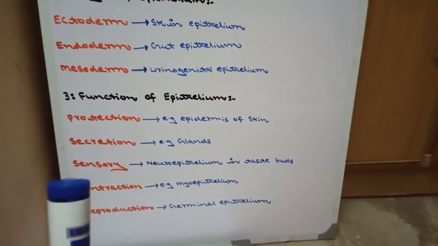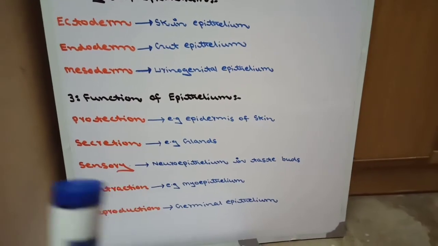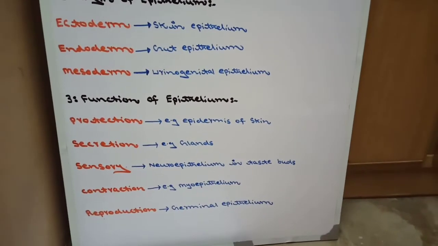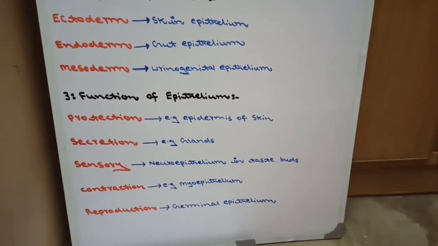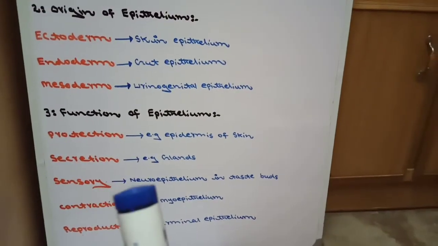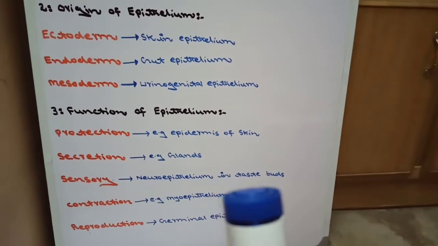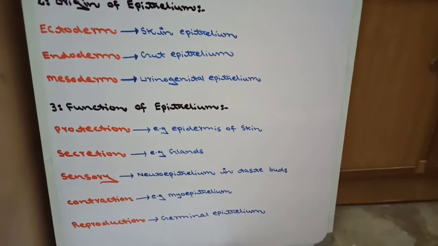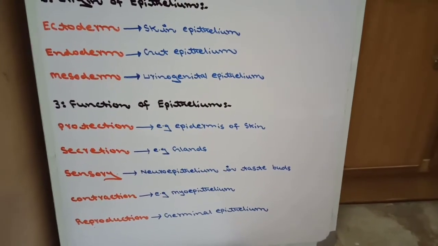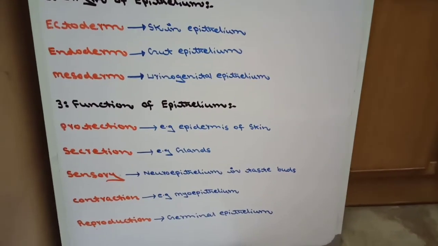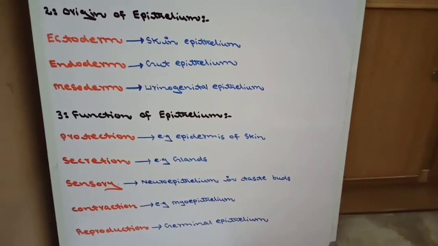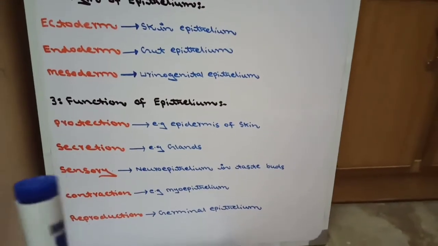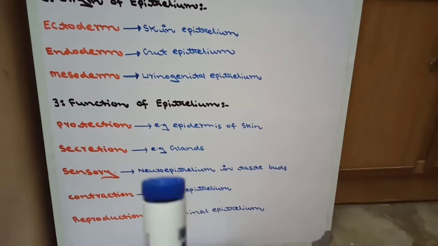The third function of epithelium is sensory function. They receive sensory stimuli, like neuroepithelium in taste buds. Our tongue's taste buds contain neuroepithelial cells, meaning neuroepithelium. They have a sensory function.